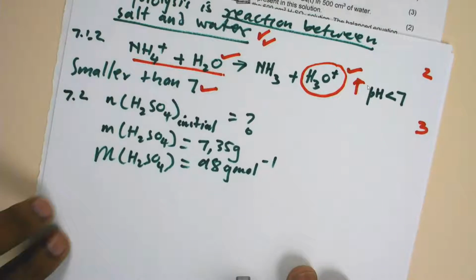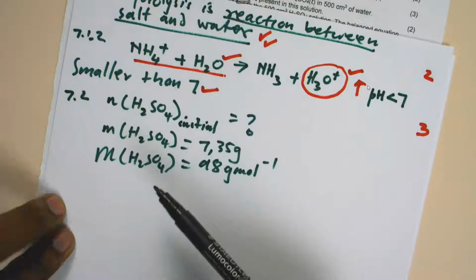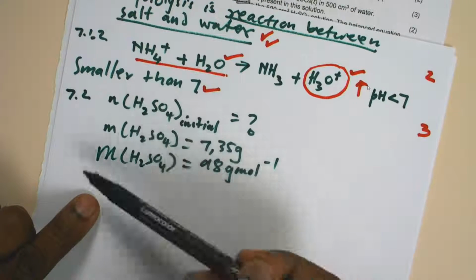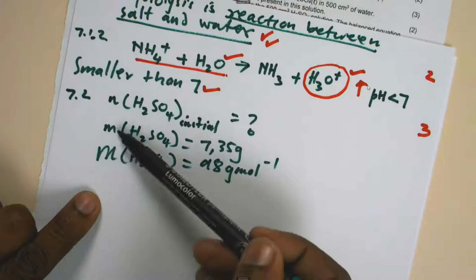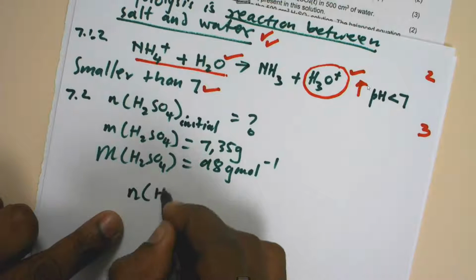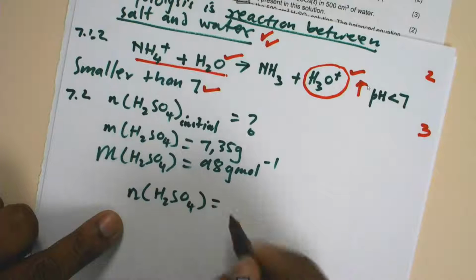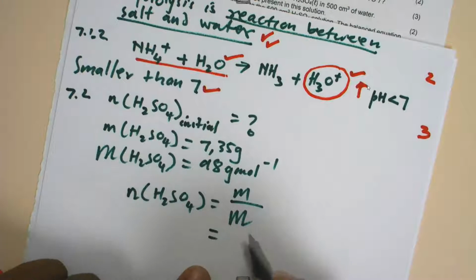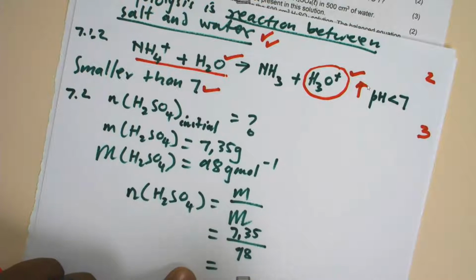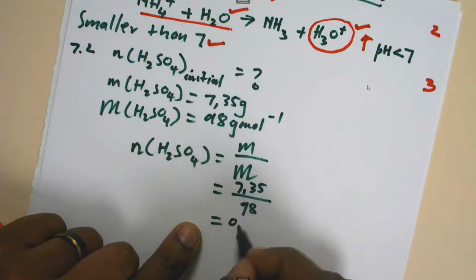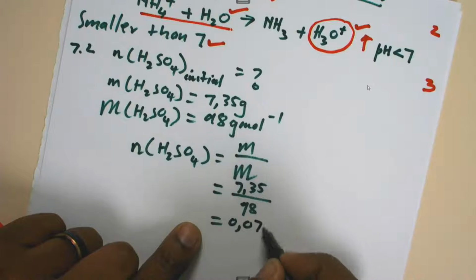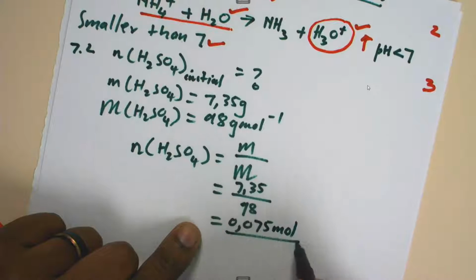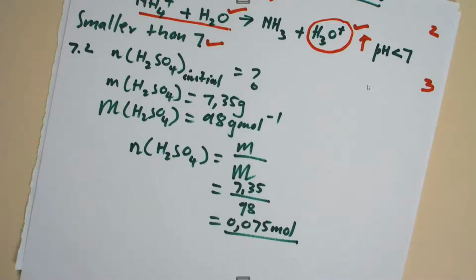So this is just the data and the information that is given to me. So the relationship between molar mass and mass: the number of moles of H2SO4 is equal to the mass divided by the molar mass, which is now 7.35 divided by 98. Then our final answer will be something like 0.07575 mole. So this is a basic way of calculating number of moles.